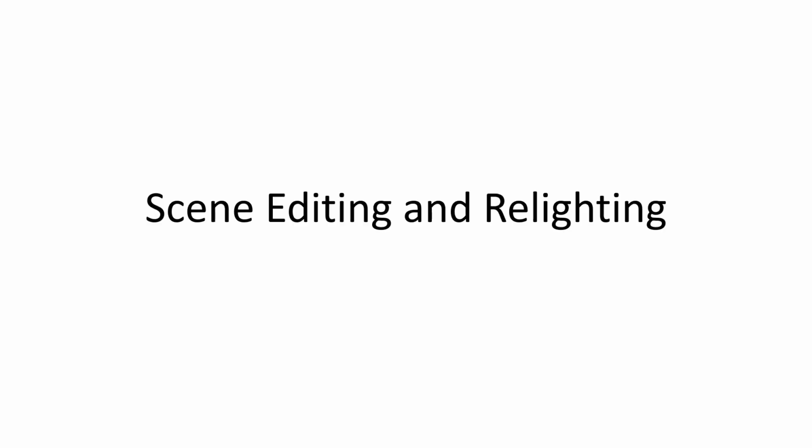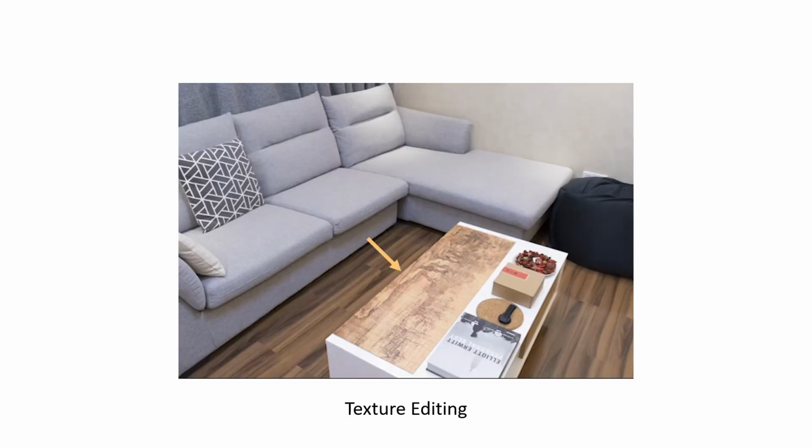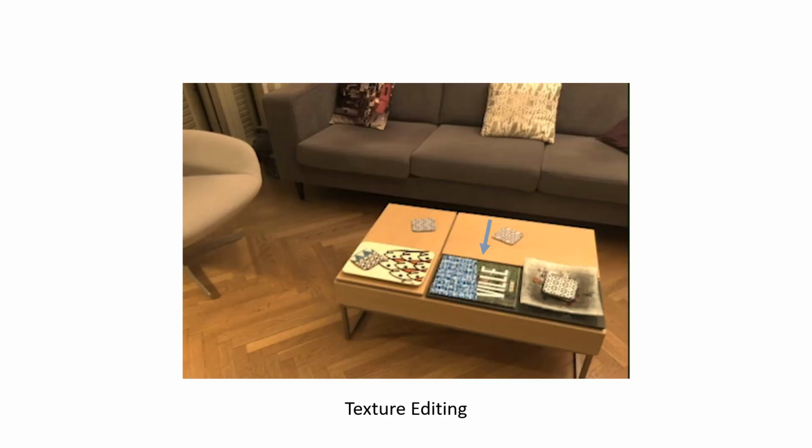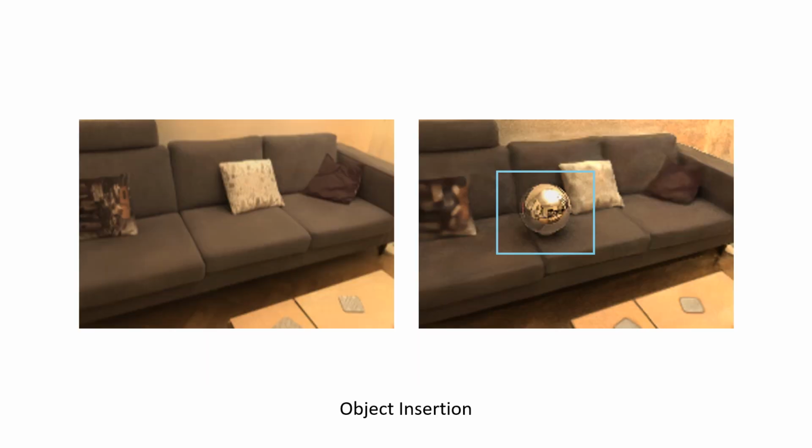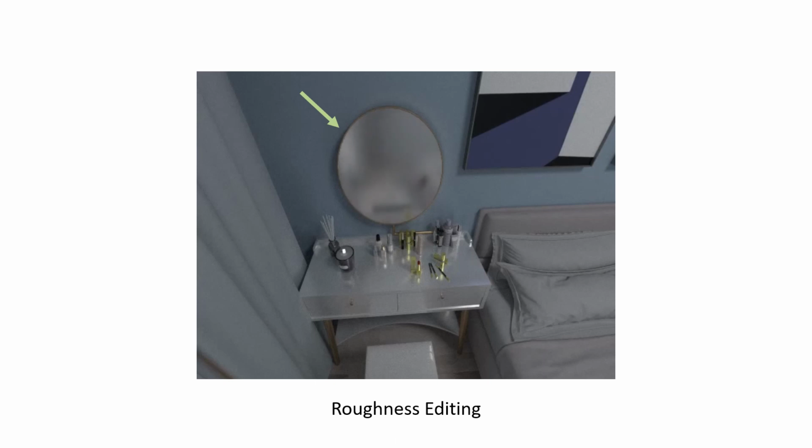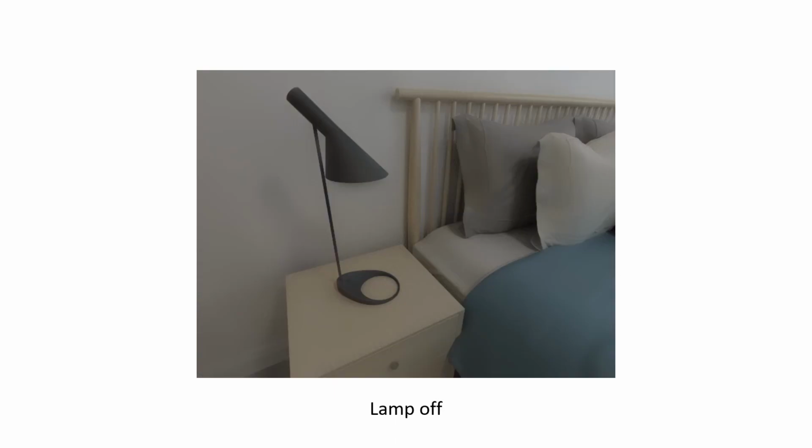Finally, we present scene editing and relighting results powered by our physically based renderer. We can edit textures on the object surface. We can insert a virtual object into the scene with photorealistic reflections and shadows. By adjusting the roughness, we can change a diffuse surface into a mirror. We can turn on the lamp and further adjust the brightness and emission color.